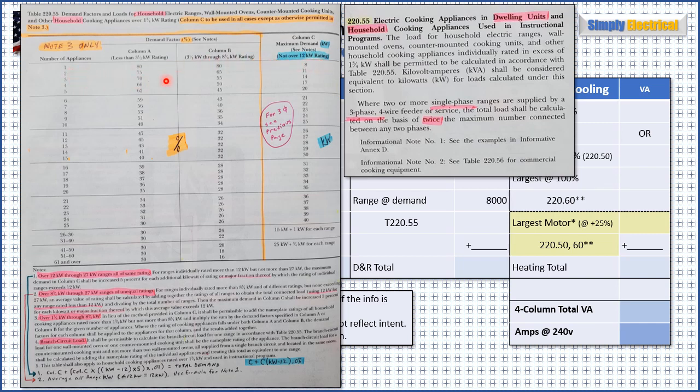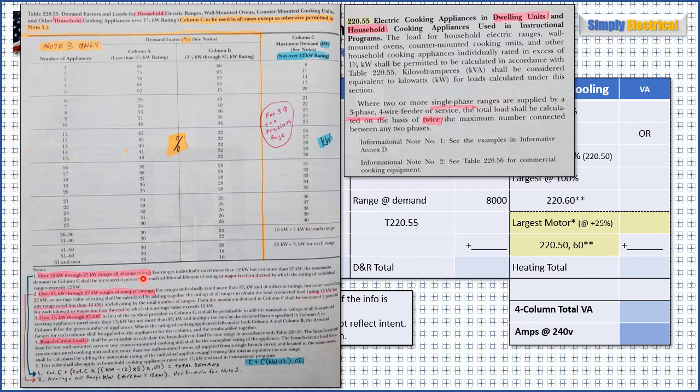Now you may be asking, this says not over 12 kW rating, but what if I have a range or like a double oven or something that's 14 kW? What then? Well, that's what we have note 1 for and note 2. Let's take a look at these real quick. So note 1 says over 12 kW through 27 kW ranges all of the same rating.